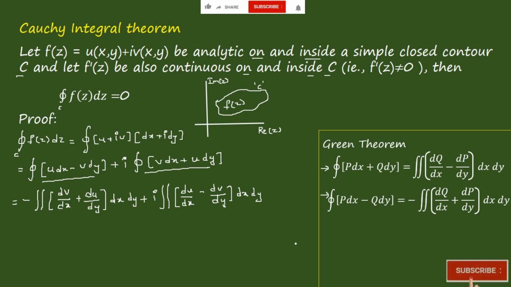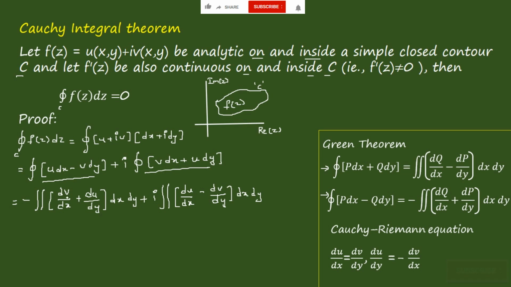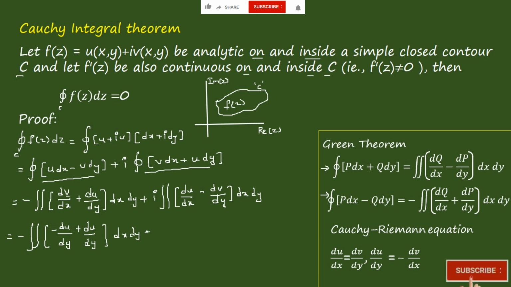But we know the Cauchy-Riemann equations, right? It's du by dx is equal to dv by dy and du by dy is equal to minus dv by dx. Now we are solving only for the v values. Then we get minus the double integration of minus du by dy plus du by dy into dx dy, plus i into the double integration of du by dx minus du by dx into dx dy, right? Now these two terms get cancelled and it becomes 0, and these two terms get cancelled and it is equal to 0. So 0 plus 0 is equal to 0, right?